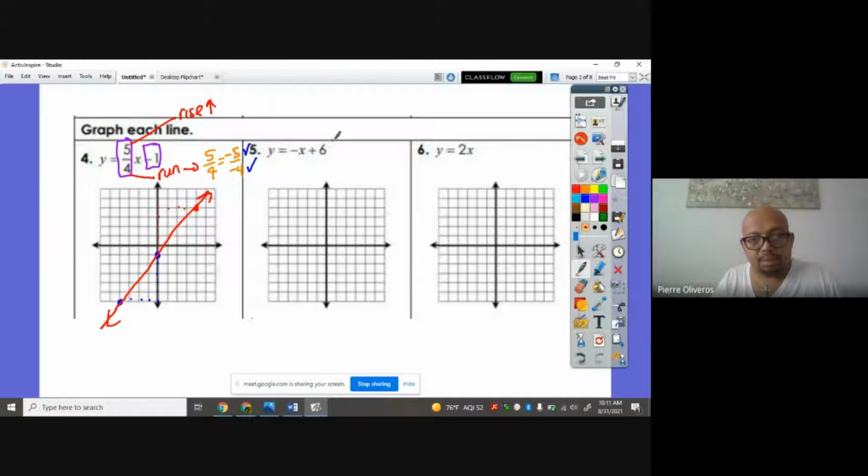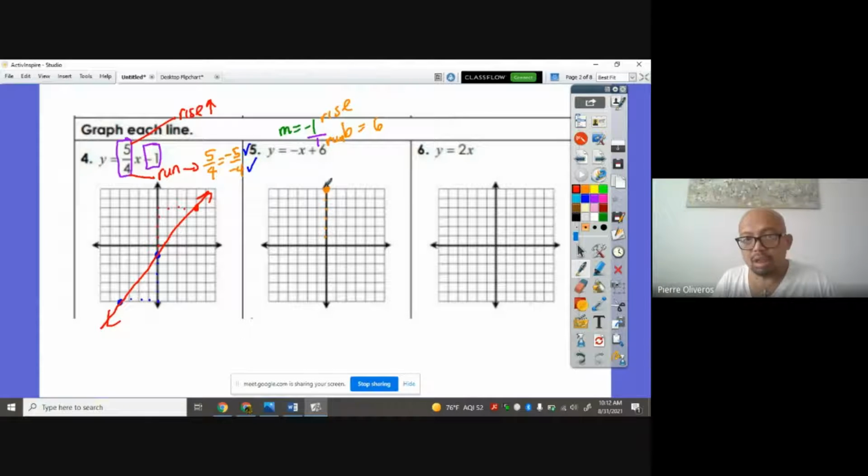y equals negative x plus 6. The slope here is negative 1. And you know that the y-intercept is 6. I'll start at 6. 1, 2, 3, 4, 5, 6. Now, the slope here is negative 1. It's not a fraction, but remember, every number, every integer, has an invisible denominator, which is 1. That means my rise is negative 1, my run is positive 1 for now.